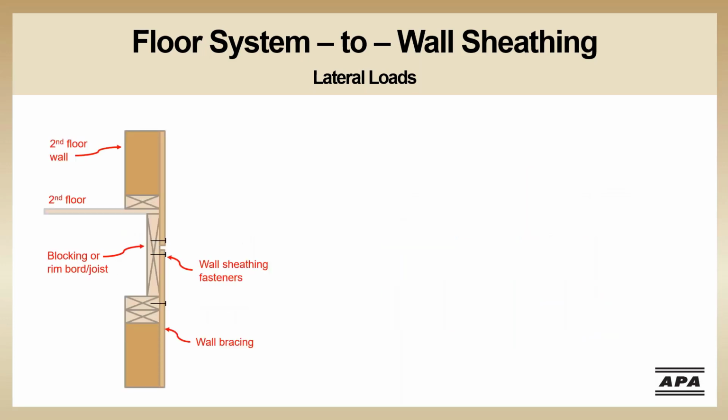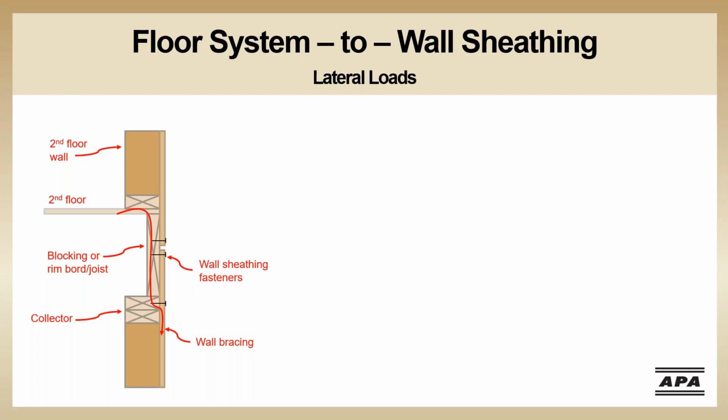Similar to what we saw at the roof, the wind load will move from the floor system into the bracing in the first floor wall below. Again, the first story double top plate will act as the collector and will transfer the lateral load to the wall bracing locations on the first floor through the wall sheathing fasteners.